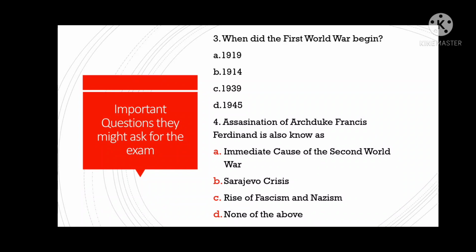You might get confused by looking at immediate cause without reading the question properly. You might just write immediate cause is the right answer, which is wrong. It is the immediate cause of the First World War. Assassination of Archduke Francis Ferdinand is the immediate cause of the First World War. So the right answer is Sarajevo crisis. Don't get confused, my dear students.